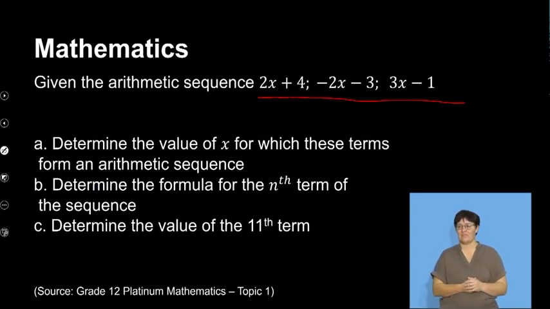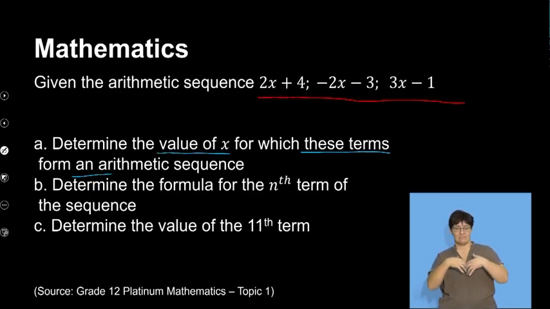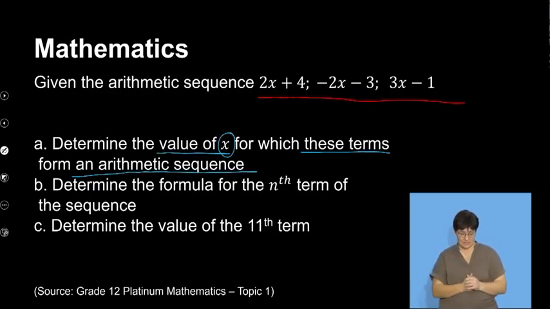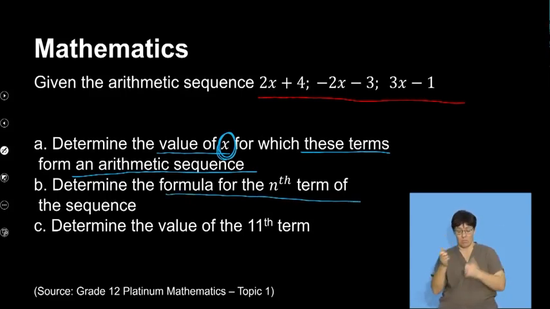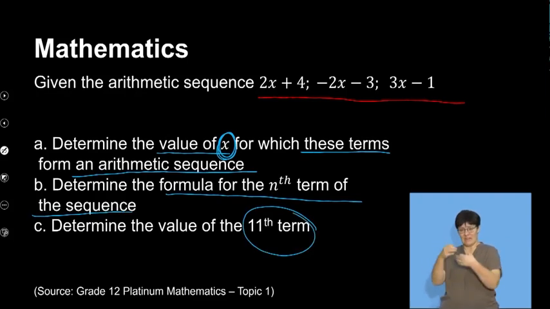So we are going to determine the value of x for which these terms form an arithmetic sequence. So we're going to handle the x's first things first. Don't worry, we're going to get rid of those x's before you know it. Then B is asking me to determine the formula for the nth term of the sequence. Then C is asking me for the value of the 11th term.